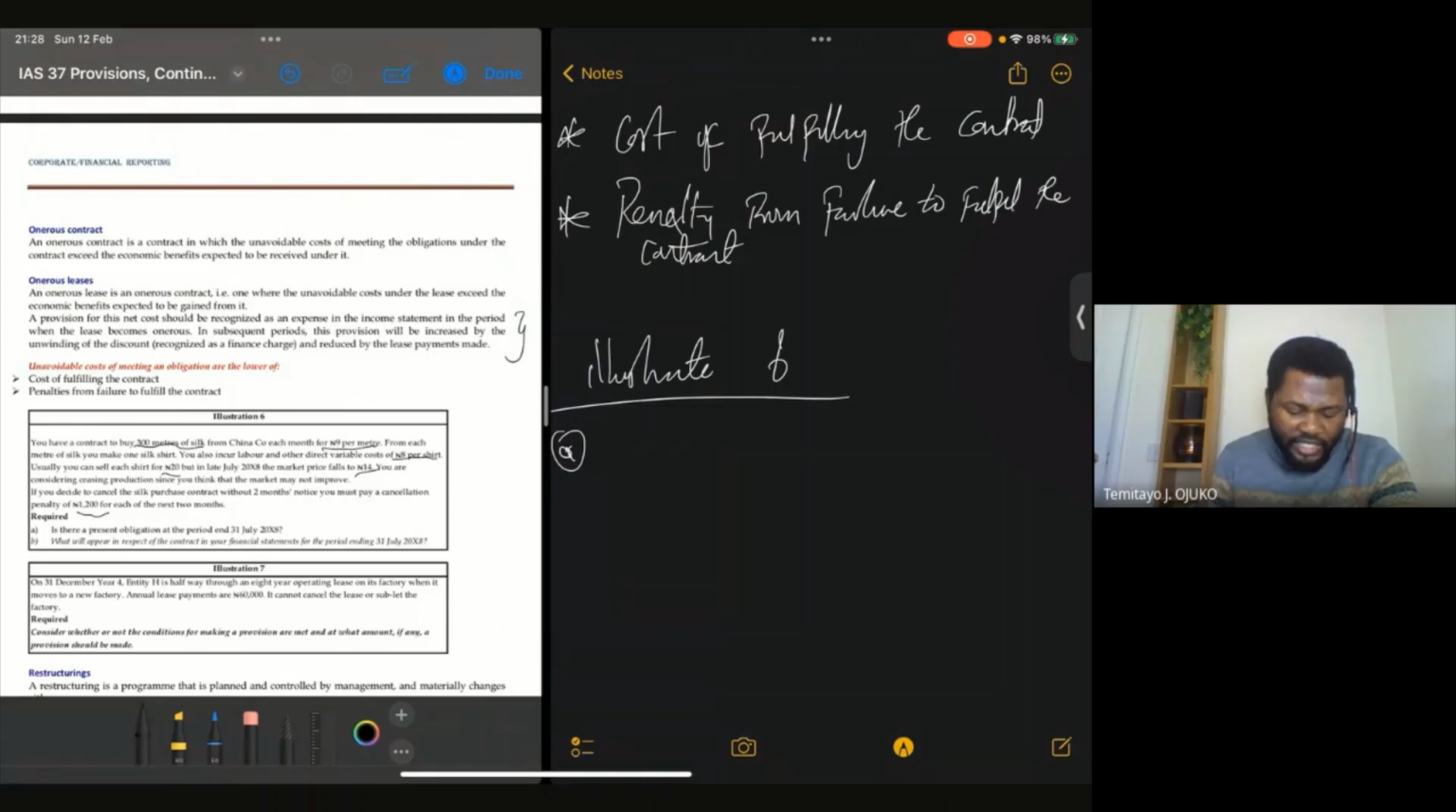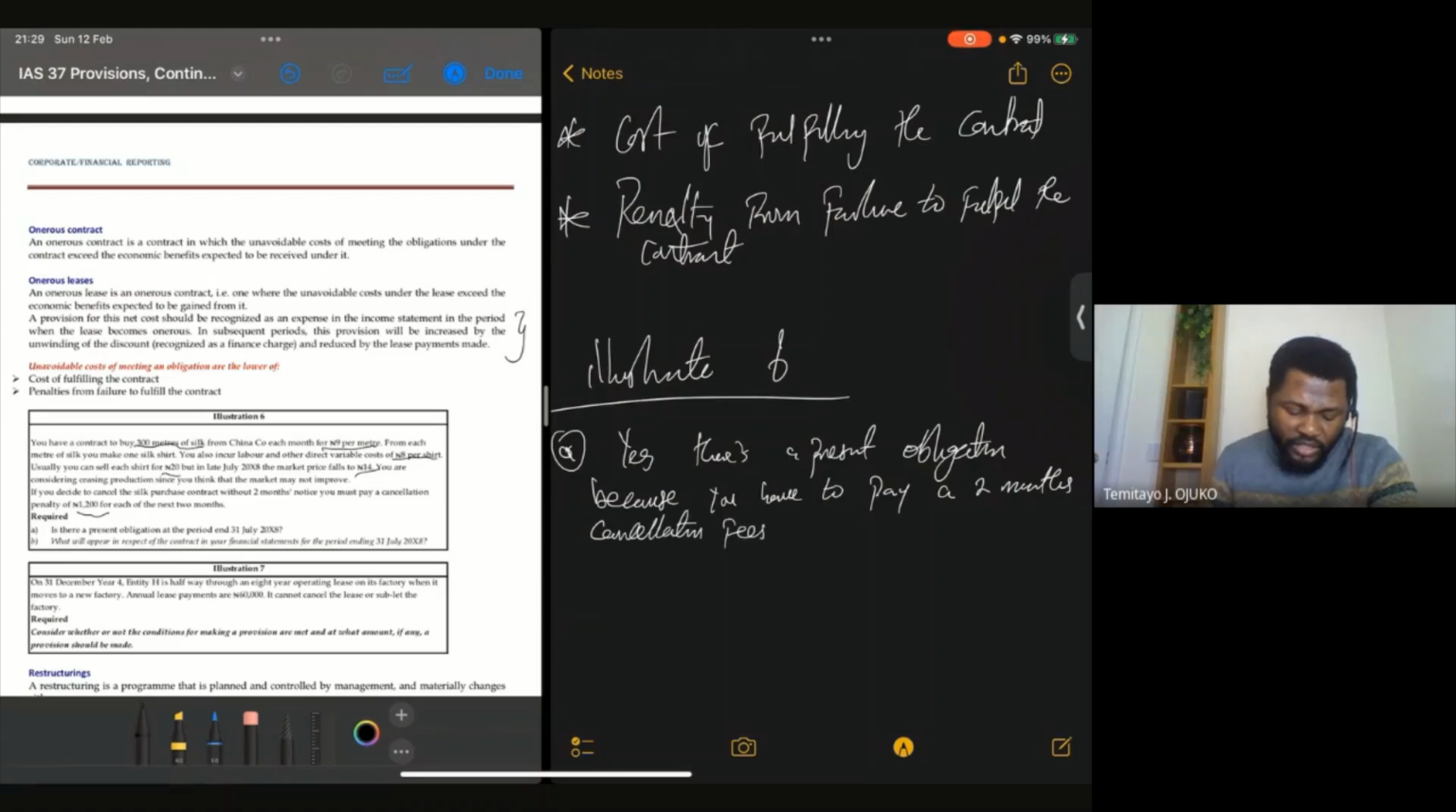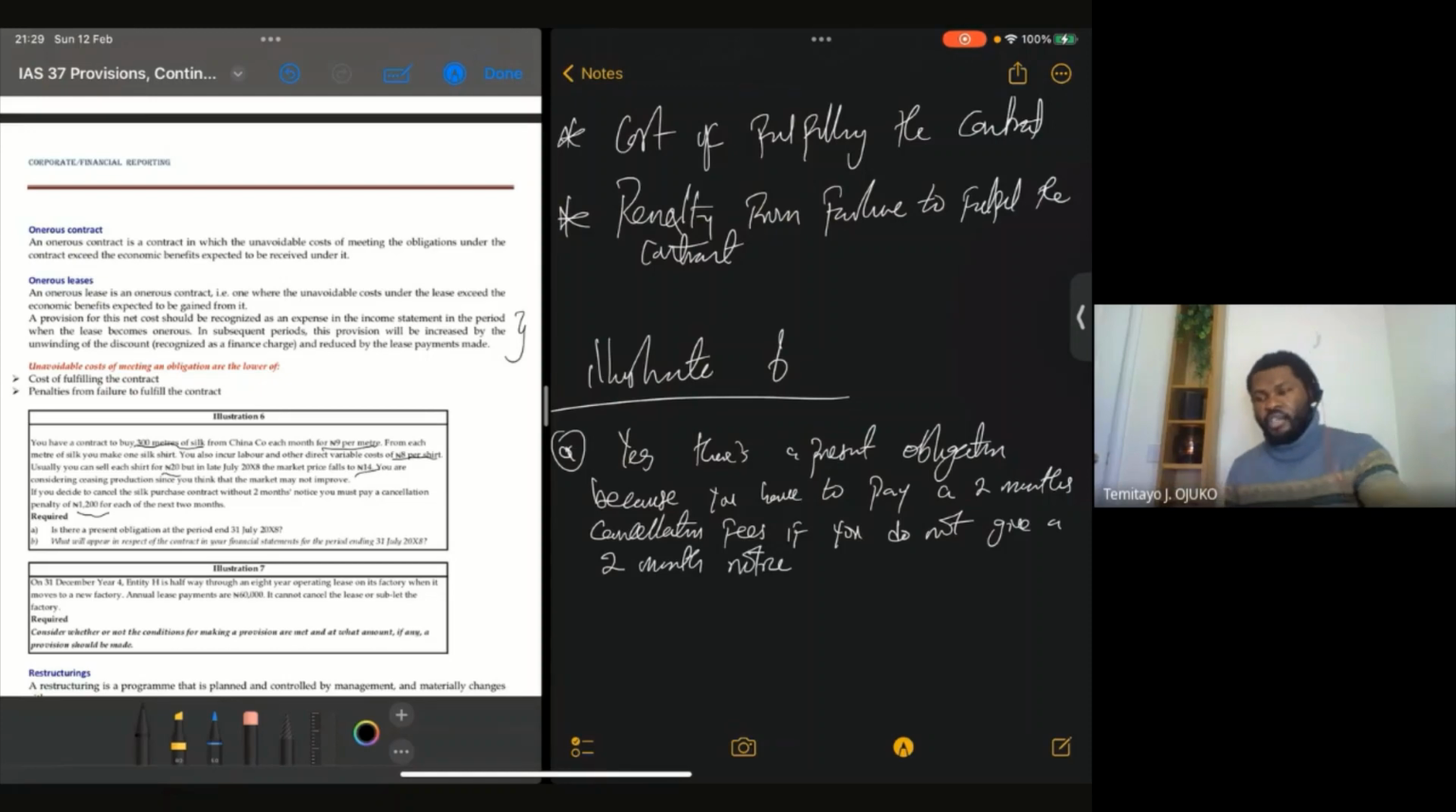The question is asking, is there a present obligation? Yes, there is a present obligation because, number one, you must fulfill the contract, otherwise you have to pay a 2 month penalty. You have to pay a 2 month cancellation fee if you do not give a 2 month notice. So he's already thinking of ceasing operation, so he has to pay at the least the 2 month notice.